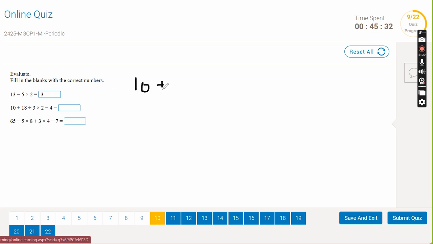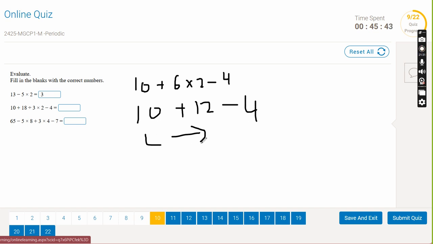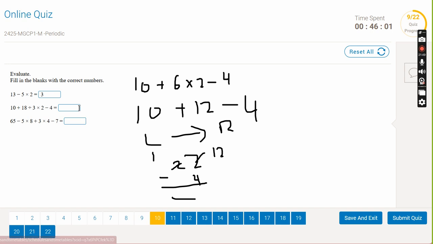So 10 plus 6 times 2 minus 4. So 6 times 2 is 12. So 10 plus 12 minus 4. Now, again, you'll go from left to right, because now you're only left with addition and subtraction. Previously, you had multiplication, so you had to do that first. So 10 plus 12 is 22 minus 4 is 18. Let me just write the answer, 18.